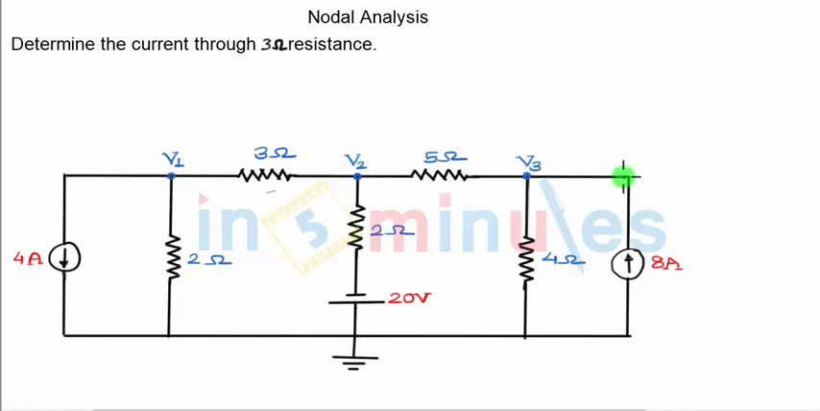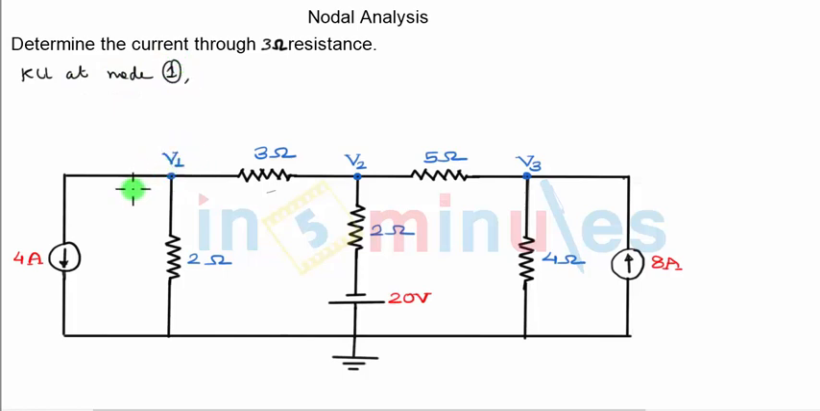But because there are 3 nodes, when we write KCL at node 2, V3 will also come into the picture, and we will have to solve 3 simultaneous equations and find V1, V2, V3, all the 3, and then only go for finding out the current through the 3 ohm resistance. So that is going to be the approach. We will write 3 equations and solve them simultaneously. So let's start with the very first node. I'm saying KCL at node 1. So KCL at node 1, this is my node 1.